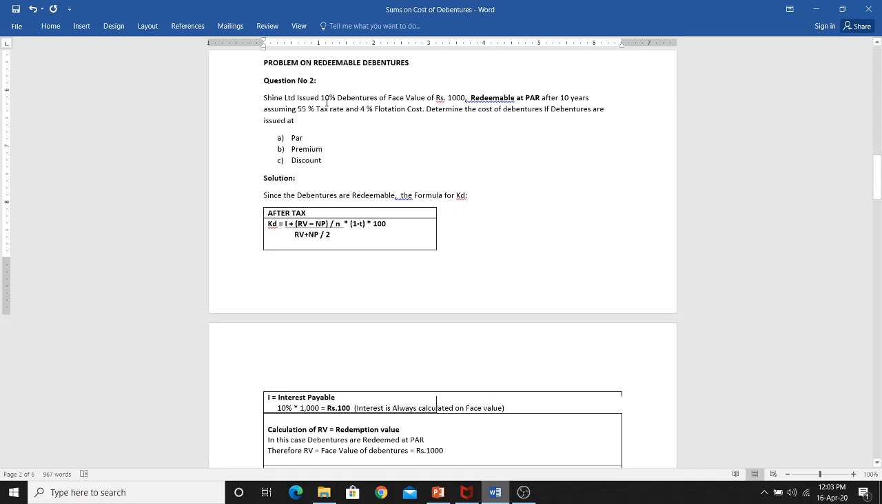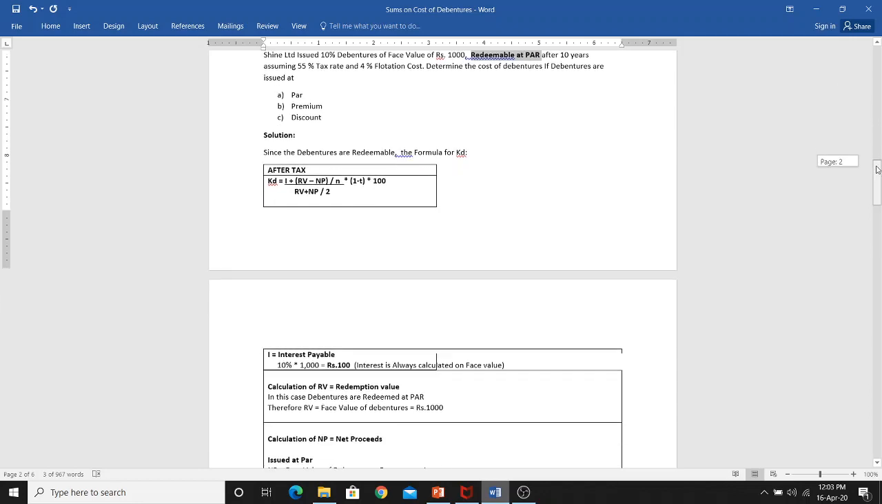Now what is tax rate? You all understood it is 0.55, and flotation cost is nothing but expenses on issue. So 4%. Always this is also going to be calculated on the face value. Determine the cost of debentures if debentures are issued at par, premium and discount. Here they have told that it is redeemable at par. So in all these three cases, the redemption is going to happen at par.